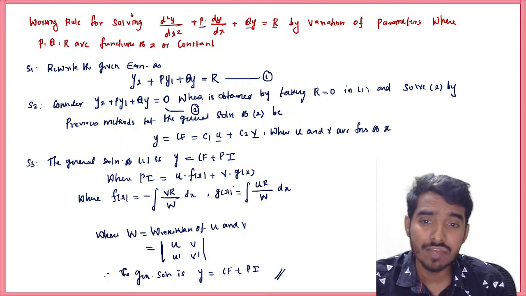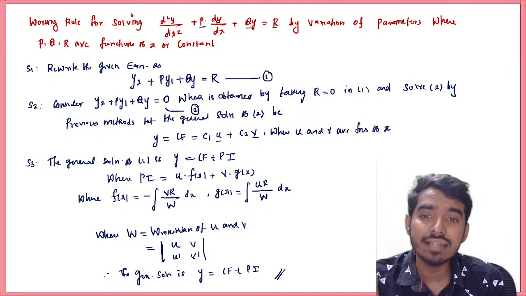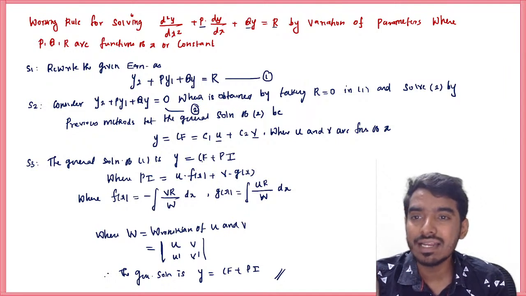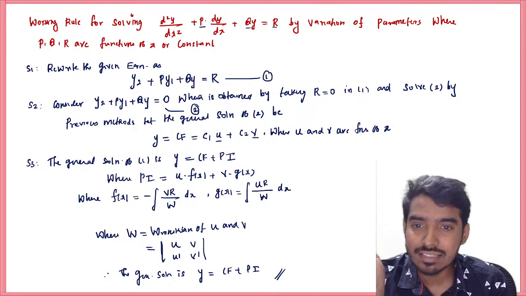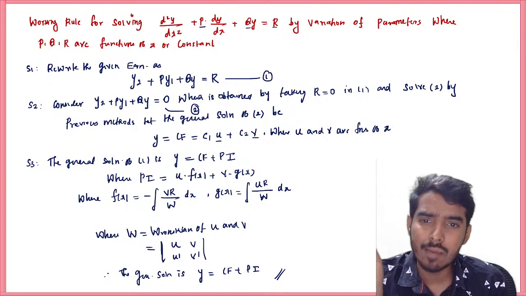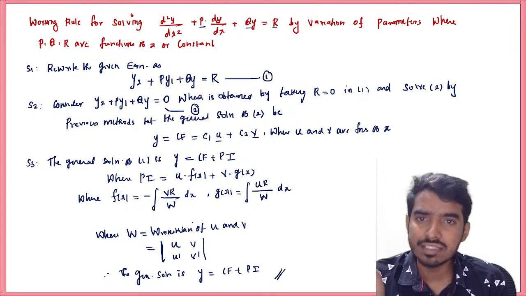Find f of x and g of x and substitute in pi. Add Cf and pi. You will get the required solution. Is the slide clear? If I do one problem, you can do any problem, right? We are going to do 10 problems today. Very, very simple problem. You just have to follow these 3 steps to find a solution.